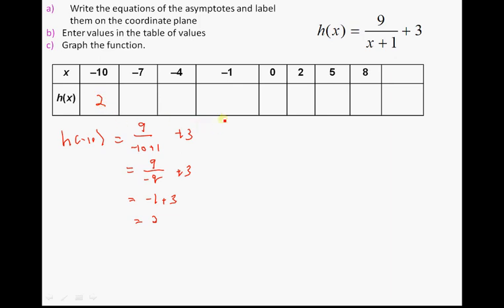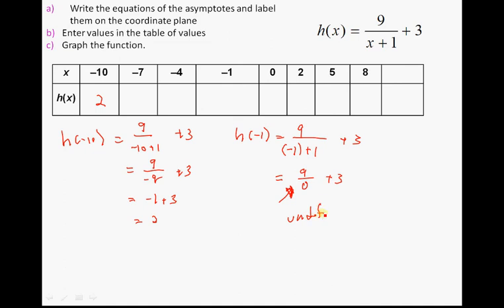Let's take a look at a couple more. Actually, I want to take a look at this one here. Let's take a look at h of -1 is equal to 9 over -1, put it in parentheses, it really helps, plus 1 plus 3, which is equal to 9 over 0 plus 3. Oh my gosh, what do we have here? We have something divided by 0, that is undefined.